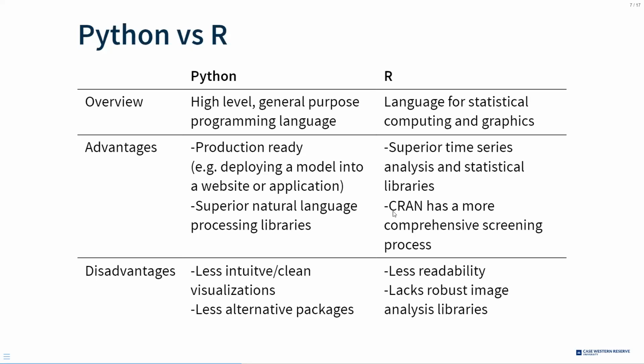Some of the disadvantages from each side. Python, I think, is a little less intuitive in terms of the readability of the code, and the visualizations are a little harder to make as nice looking as R. Whereas in R, you lack a lot of the robust image analysis libraries that exist out there. So when it comes to a lot of popular tasks such as natural language processing, so using language and machine learning or images and machine learning, you're not going to find the support that you might be looking for.